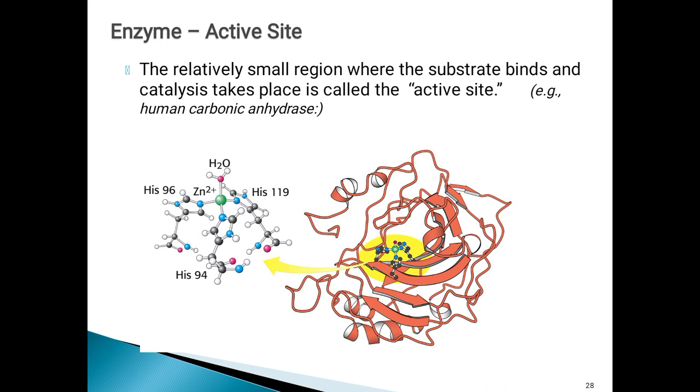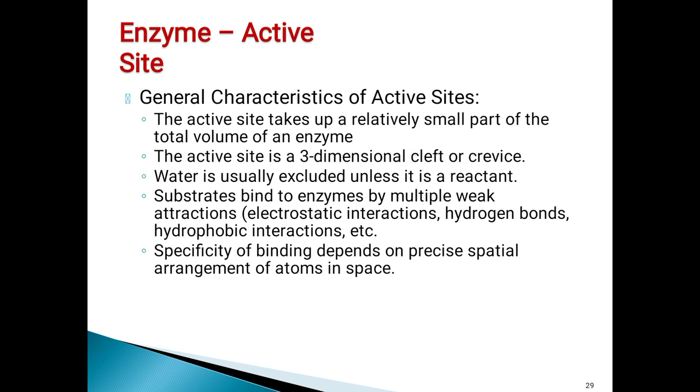Then the enzyme active site is the relatively small region where the substrate binds and catalysis takes place. For example, the structure of the active site of human carbonic anhydrase is shown in this slide. The general characteristics of the active site: it takes up a relatively small part of the total volume of the enzyme. The active site is a three-dimensional cleft or crevice.